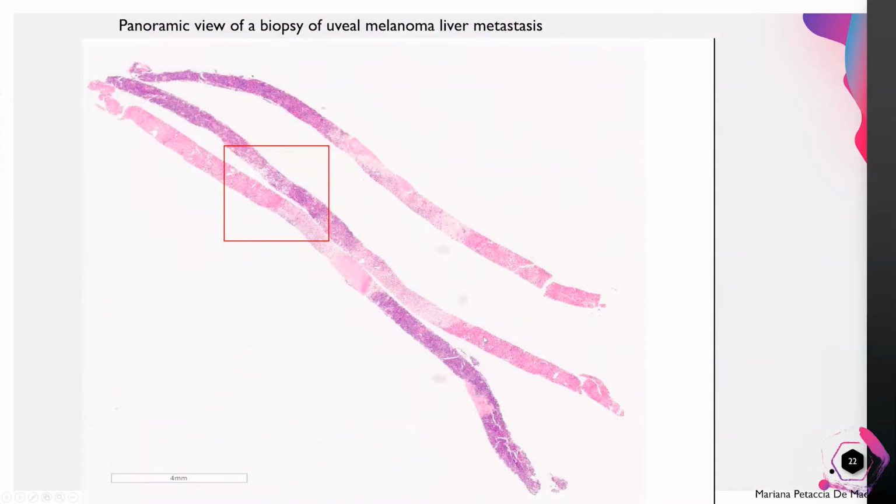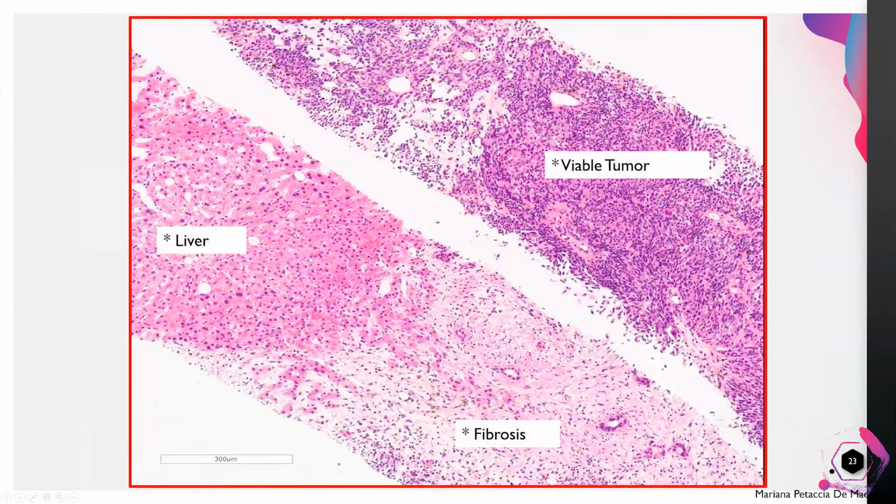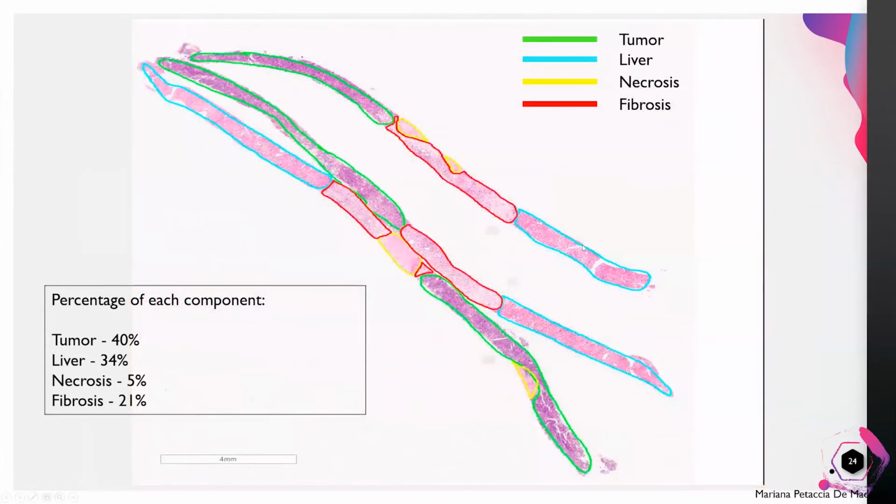So if we go a little higher up in the core specimen, you see, okay, here's some normal liver next to some fibrosis. Here's some viable tumor in that top core. And really, we had our pathologist annotate this, and look at this, 3 beautiful cores. You heard me get so excited about this specimen. We only have about 40% tumor in these 3 cores. 60% of these cores did not have tumor in them.